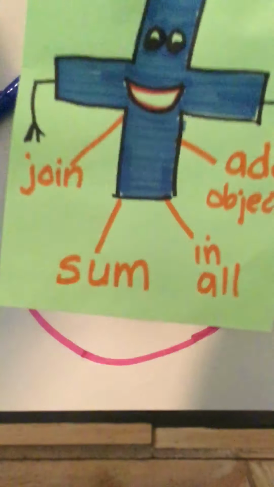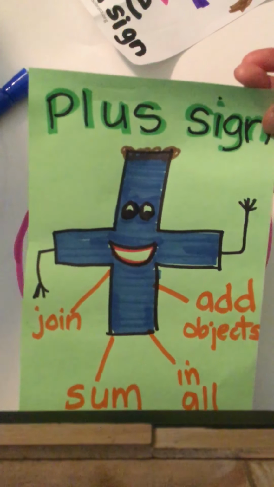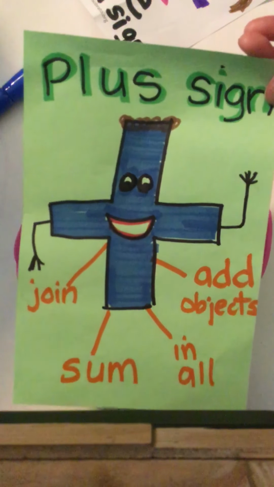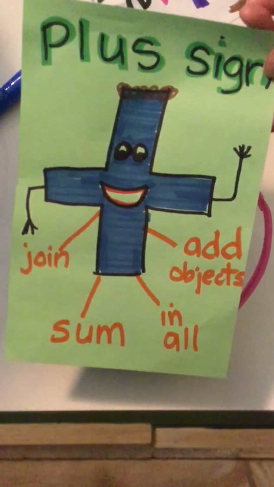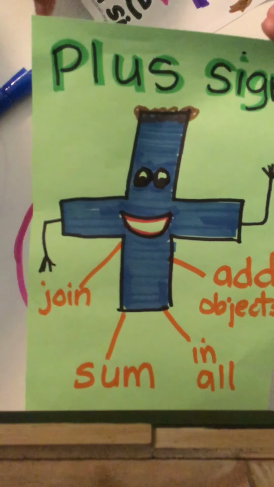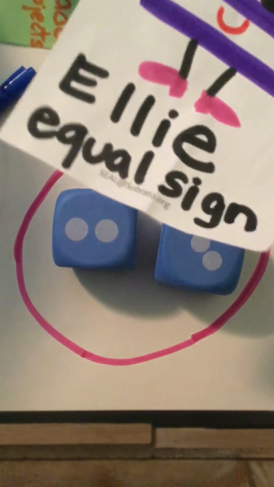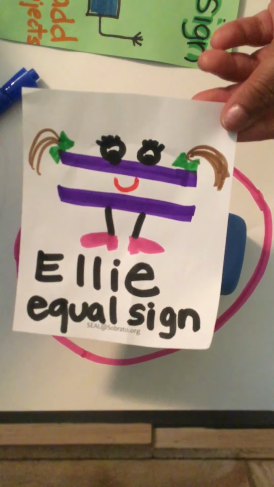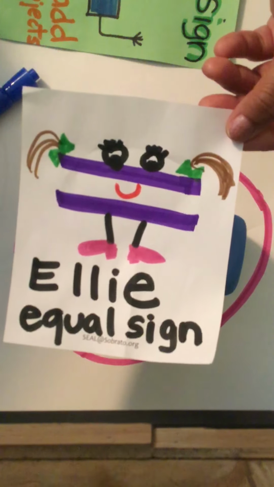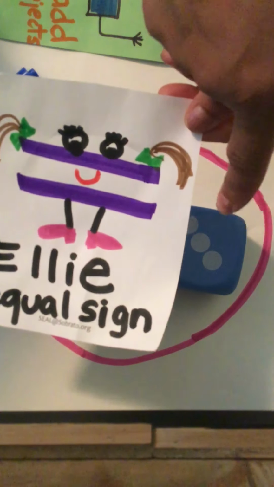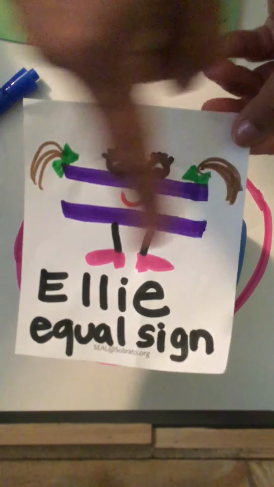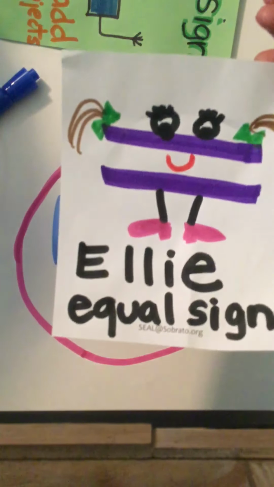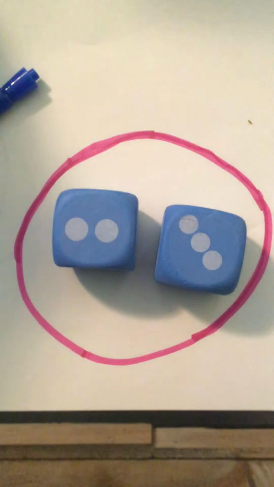Let's review our symbols we're going to use today. Do you remember him? Yes, it's Peter the plus sign. Remember, Peter's going to join. He's going to help us add objects and find out how many in all, okay? Do you remember the other sign? It's Ellie, the equal sign. Remember, Ellie is at the end of the addition sentence, and she's going to show you how many are in all. And both sides of Ellie equal the same. Okay, are you ready? Let's begin.